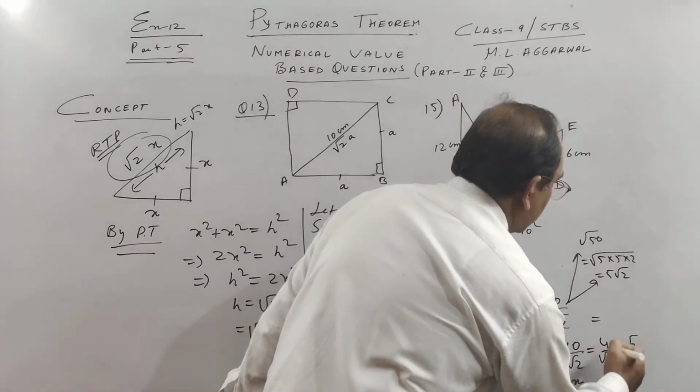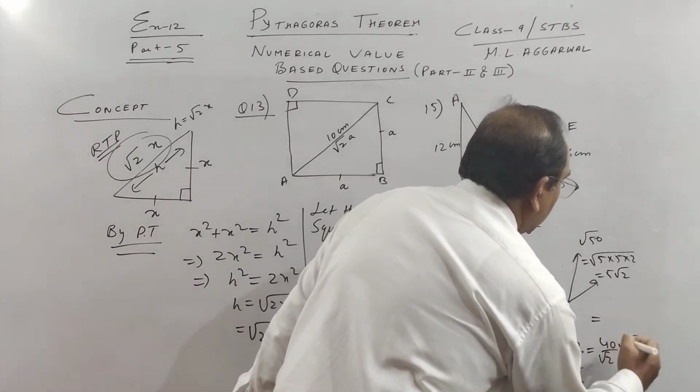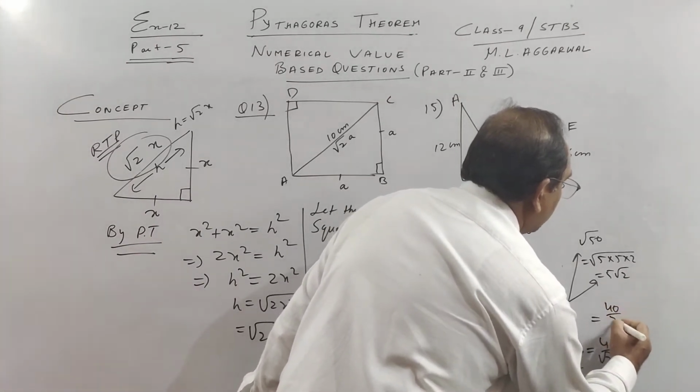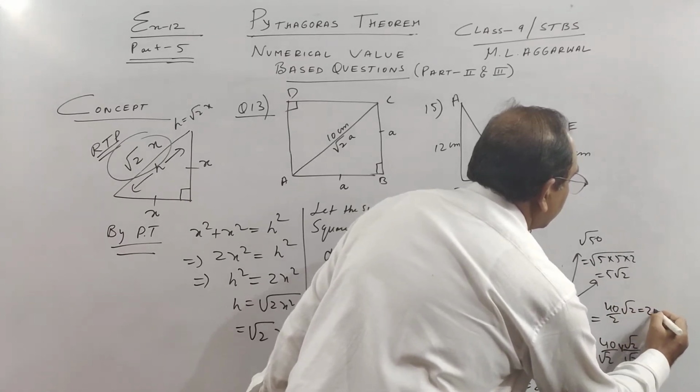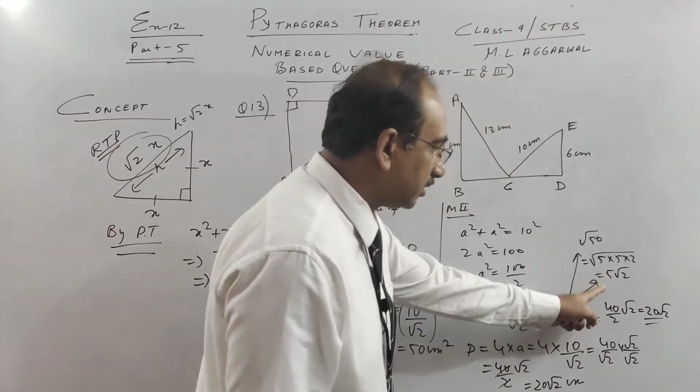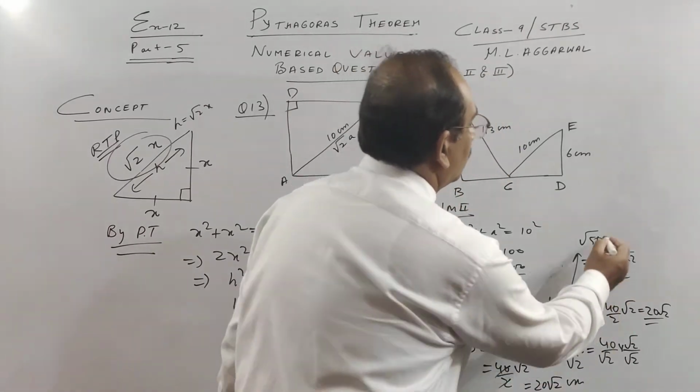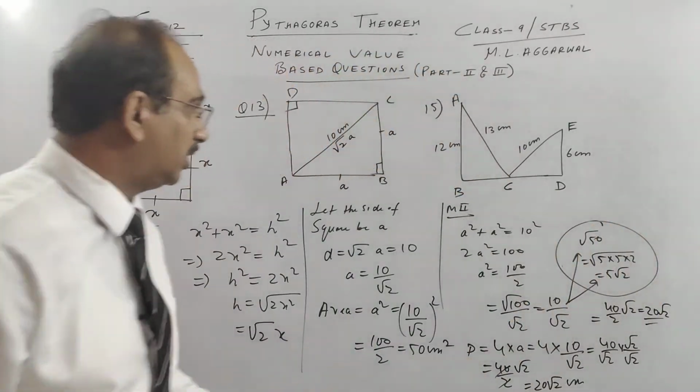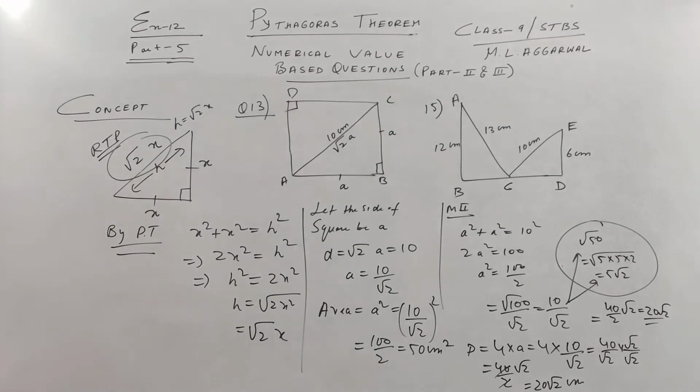So here if you see I'm writing this 40 by 2 root 2. So this is 20 root 2 centimeter. This way also if you do, you will get the same answer, 4 into 5, 20 root 2. So this method also will give you the same answer. Kindly pause the video and copy.